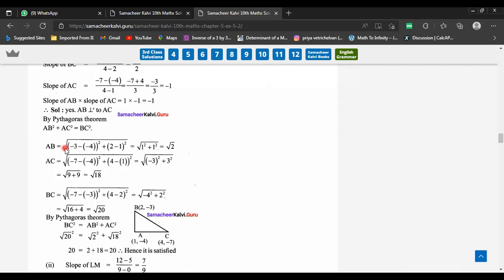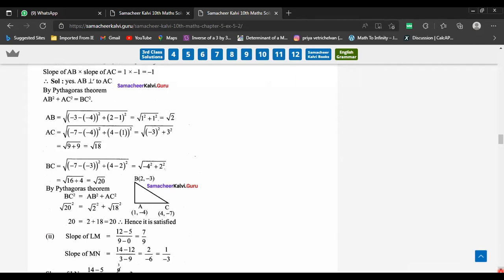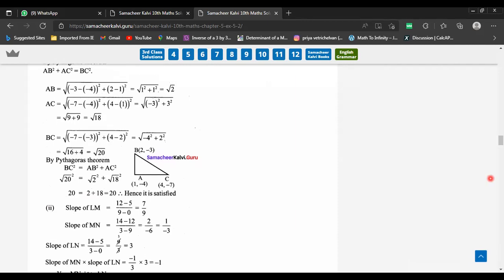So AB is square root of 2 and AC is square root of 18. BC is square root of 20. So square root of 20 the whole square is equal to square root of 2 square plus square root of 18 square. So square root of 2 square is 2, square root of 18 square is 18. And square root of 20 square, the square and square root symbol can be cancelled out. So 20 equal to 2 plus 18, which is 20. So 20 equal to 20, hence it is satisfied.